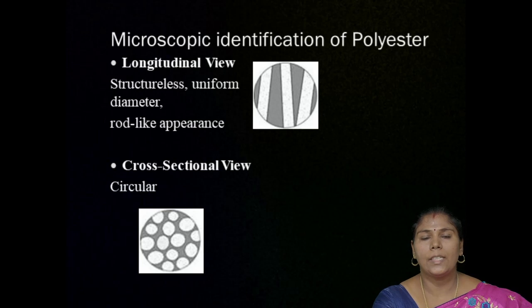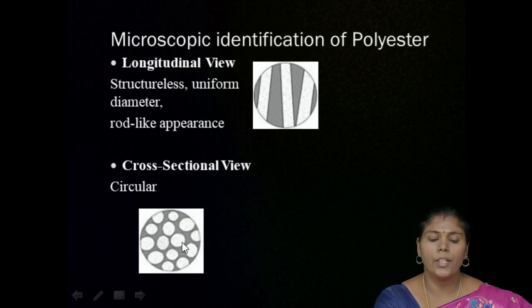Next, we are going to see the man-made fibers. Microscopic identification of man-made fibers. The first one is polyester. In the longitudinal view, it shows a structureless, uniform diameter, rod-like appearance. In the cross-sectional view, it shows a circular structure.